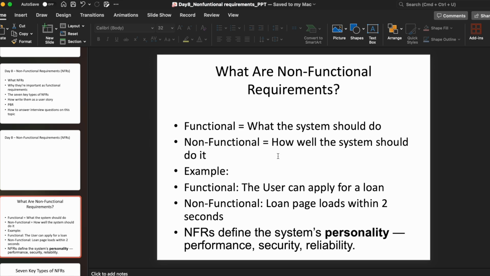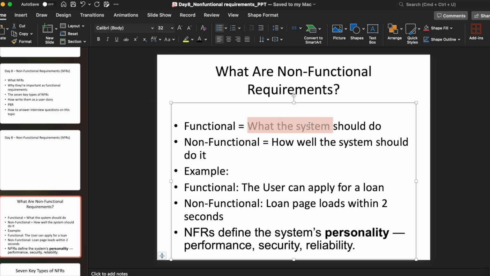Let's understand what a non-functional requirement is, and let's make it super simple. When you say functional requirements, we mean what the system should do, right? When we say non-functional requirements, we mean how well the system should do it, right? So functional is what the system should do, non-functional is how well the system should do it.